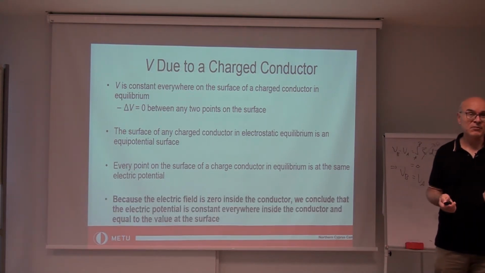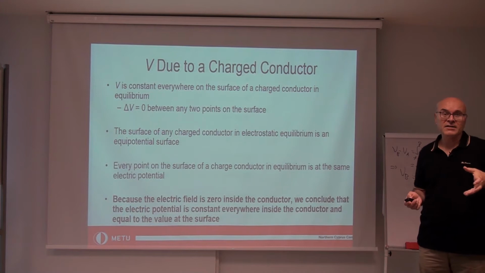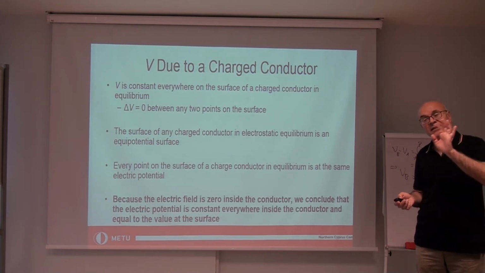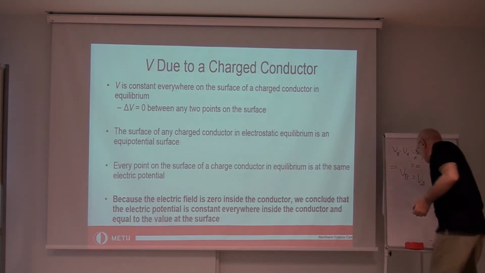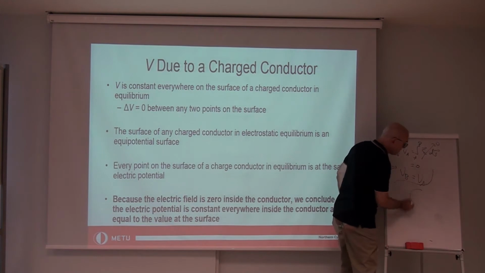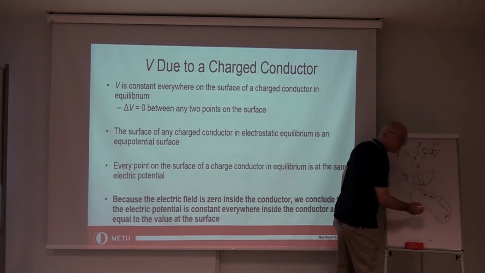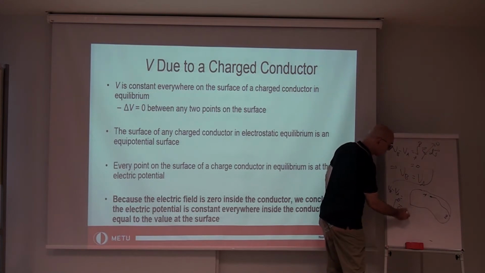Now, there is another important consequence of this: it's not only the points on the surface that are at the same potential, but actually the points within the whole conductor are at the same potential, equal to the potential at the surface. And to see this is very easy now, I think. Consider this is your conductor. Take any arbitrary point A here, and take another point B, which is just below the surface. If you take any arbitrary path from A to B, then VB minus VA is the integral from A to B of E dot ds.